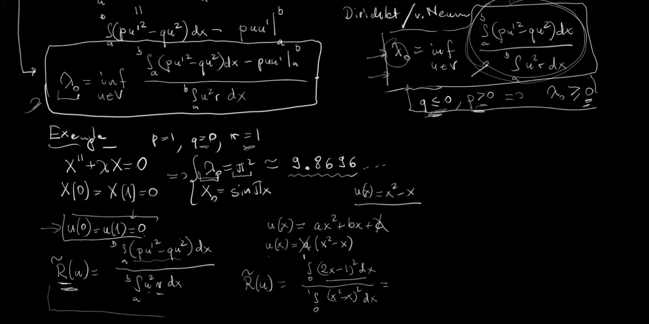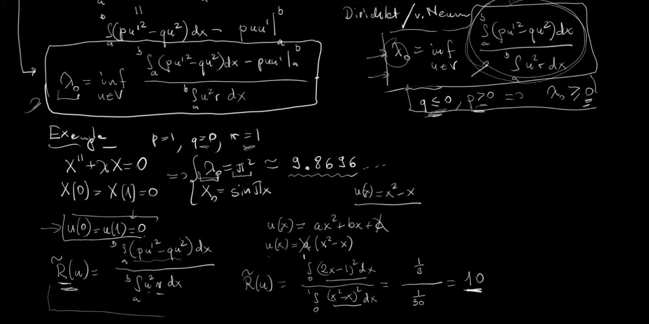It's very easy to integrate this and this, and then one can see that the integral in the numerator is equal to 1/3, and the integral in the denominator is equal to 1/30. So this number is 30 divided by 3, so it is equal to 10.